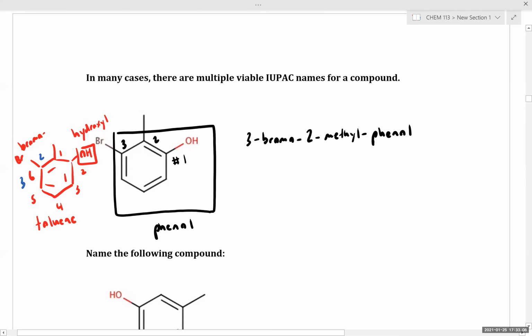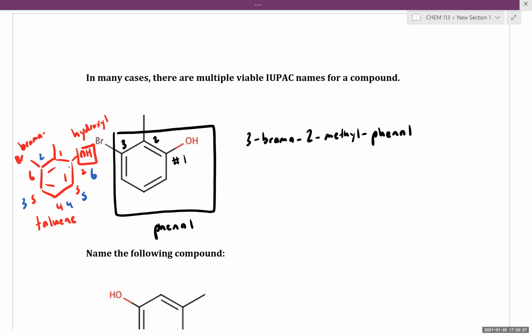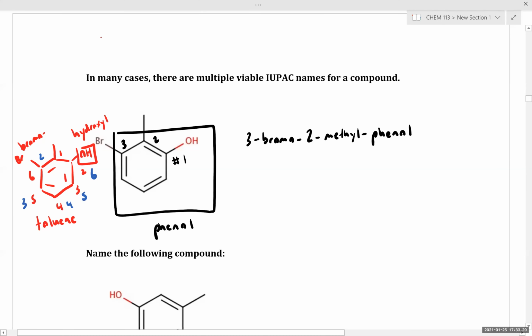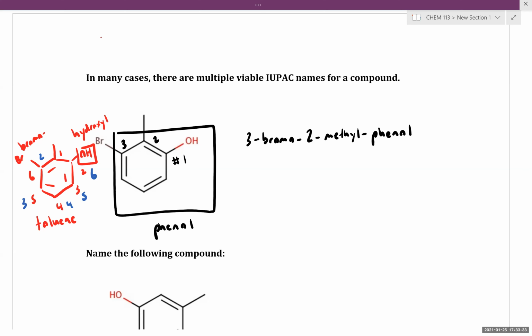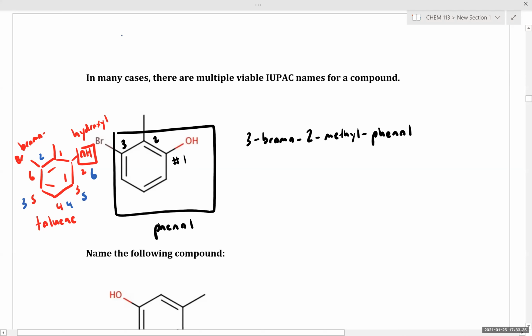The method in red or blue? So if we have a tie and we have two substituents that can be assigned potentially the same locant number, what is our tiebreaker? What is our tiebreaker for this? Alphabetical order. So then, which numbering method is preferred? The numbering method in blue or red?